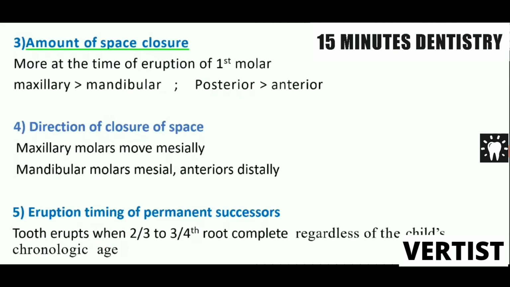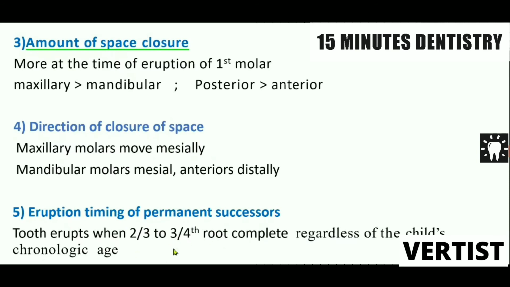Then, direction of closure of space. Fourth point. It has been found that the maxillary posteriors, they move easily when there is an extraction space created. The posterior molars move easily, while mandibular, if we have an extraction space available in the lower dentition, the mandibular molars move easily as well as the anteriors move distally. So this is one point which needs attention while thinking about the maintenance of space.